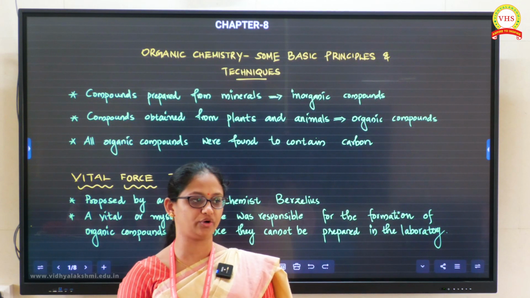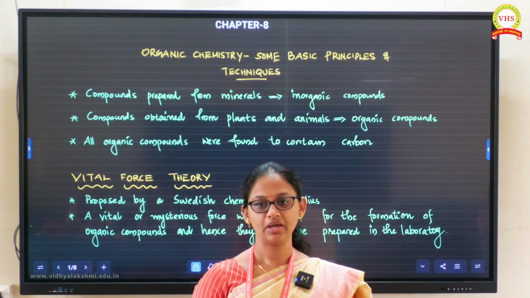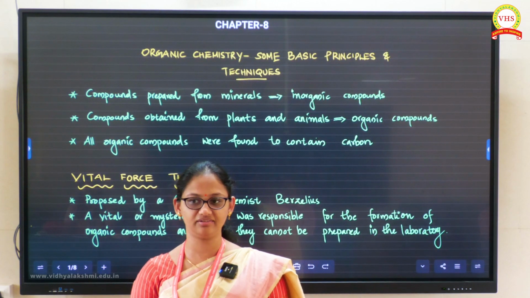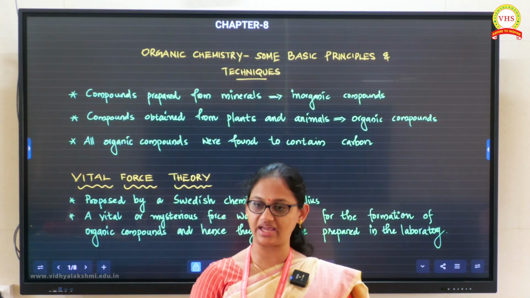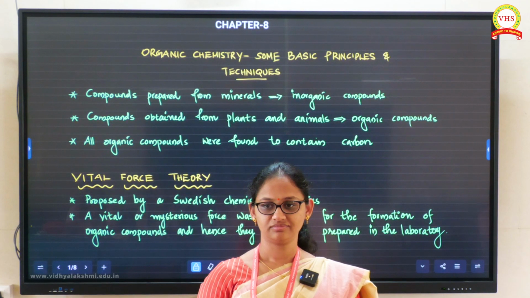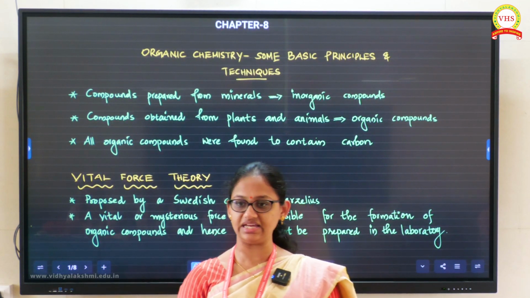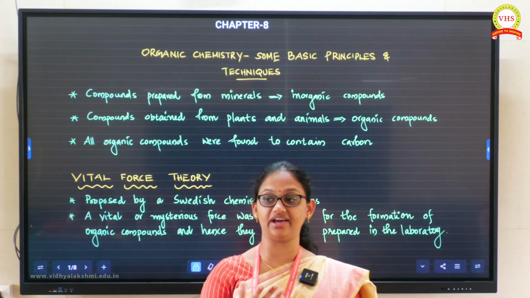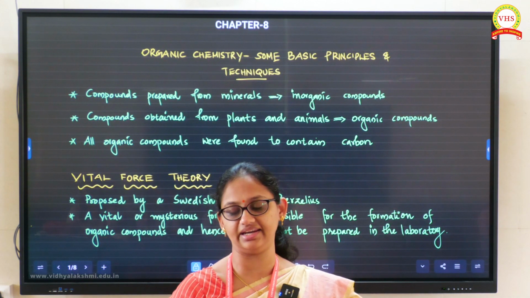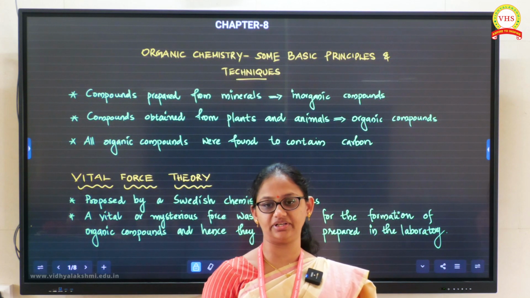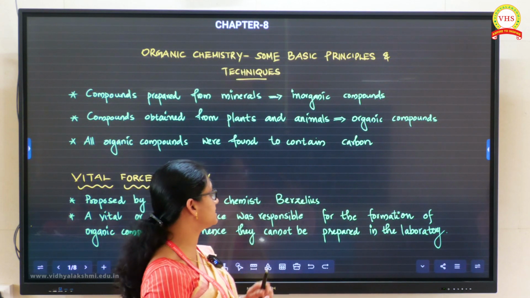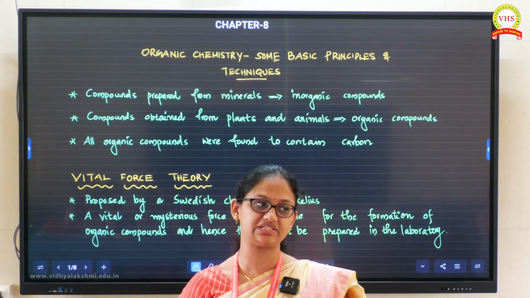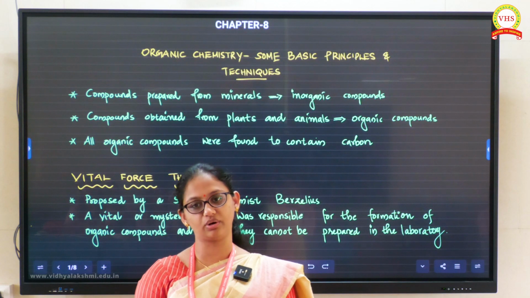Any one organic compound, can you say the name? Methane, ethane, butane, hexane, all alkanes only. There are alkenes, alkynes. Basically, three compounds you studied. They are alkanes, alkenes, and alkynes. In this chapter, we are discussing some basic principles and techniques related to organic chemistry.